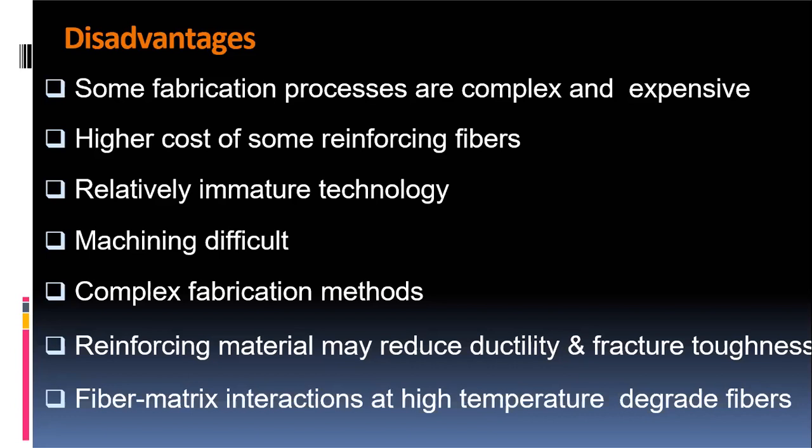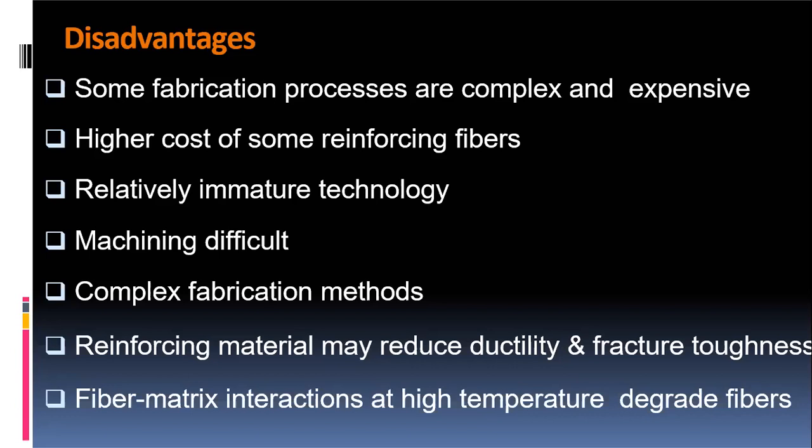And the last one is that fiber matrix interactions at high temperature degrade fibers. Fiber matrix means the fiber is the reinforcement and the other pure material is the matrix, and there are various interactions at high temperature that degrade the fibers. Due to the usage of these high temperatures, the fibers are degraded and melt into the matrix. When it is degraded into the matrix, the original properties of the fibers are lost.